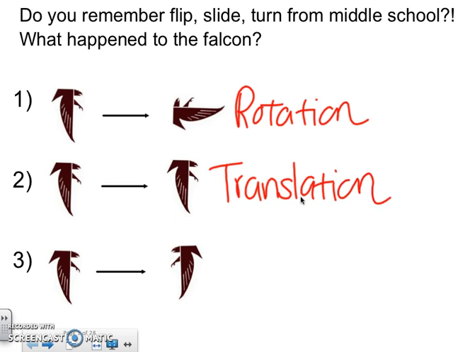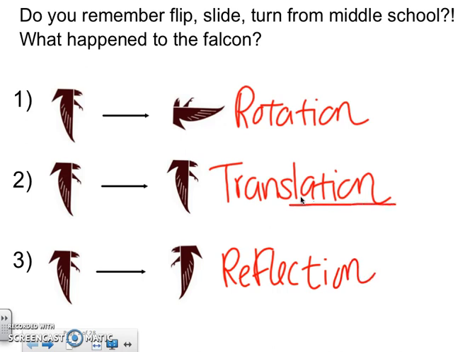And then lastly, that third Falcon, it flipped on its other side, and that would be called a reflection, which again is what we're going to be talking about today. So we're going to be dealing with translations and reflections. Reflections is probably going to be a separate video lesson.